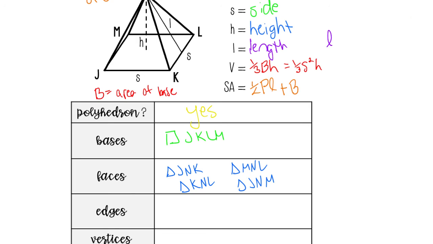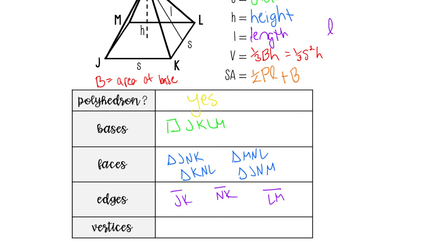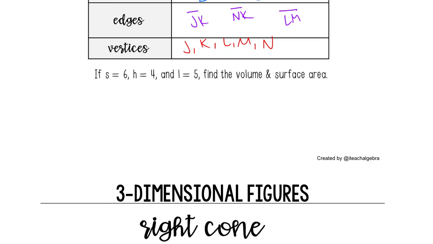Edges are any of the lines that go around the pyramid at all. So segment JK, segment NK, segment LM, any of those are edges. Vertices in this particular case are going to be J, K, L, M, and N. Let's find some things out about this trusty pyramid that we've got. S is 6, H is 4, and L is 5. We want to find the volume and the surface area.